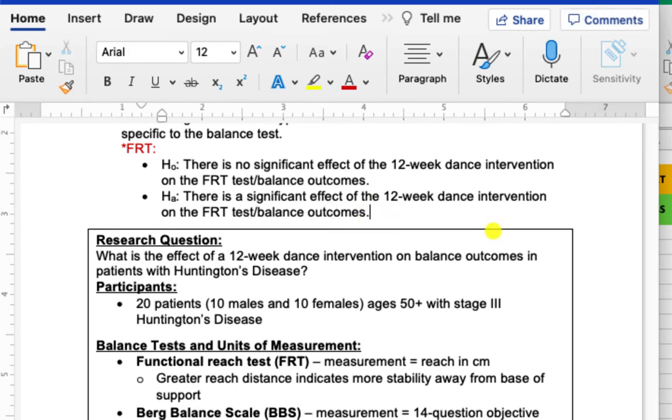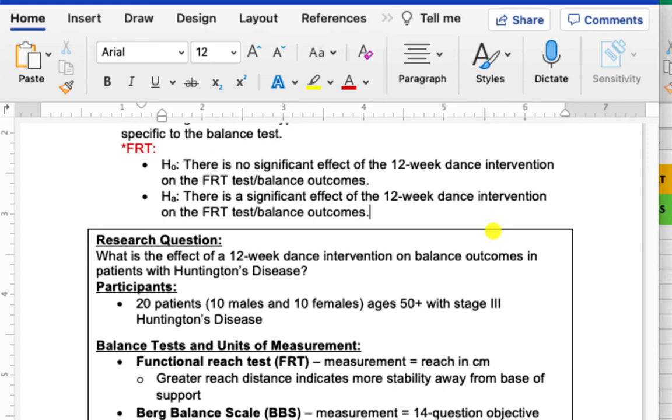There are other ways that you could phrase these hypotheses. I think that this is the easiest way to phrase them, but if you wanted to say, for the null hypothesis, there's no significant difference between baseline and 12-week assessments or baseline and 12-week outcomes for the FRT test, you could also phrase it that way. When we get into different statistical tests that we can use for various research scenarios throughout the semester, you'll see different ways to phrase stuff, so I'm trying to keep it as simple as possible right now, and you're saying there is a significant effect or there's no significant effect.